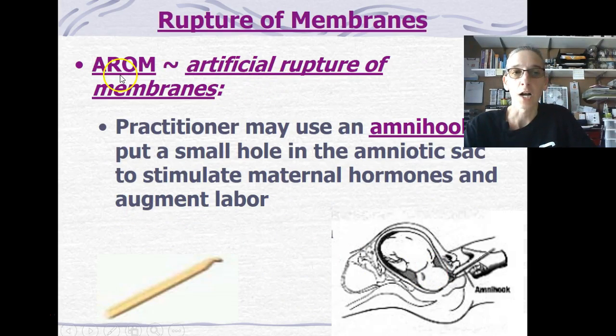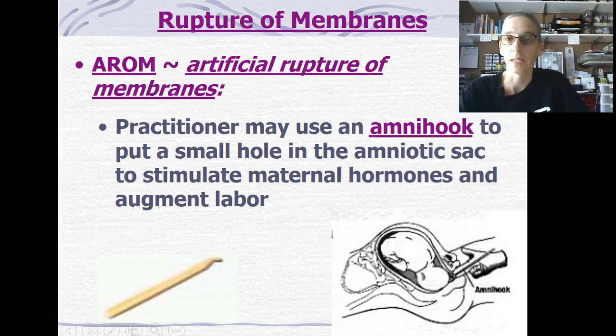And then we've got AROM, which we talked about a little bit, artificial rupture of membranes. That's when the practitioner uses an amni hook. Told you it looks just like a big long stick with a little hook on the end. They basically just snag the membranes and poke a little hole in the amniotic sac, which stimulates the maternal hormones to augment labor.